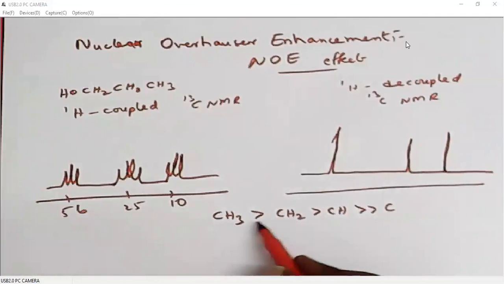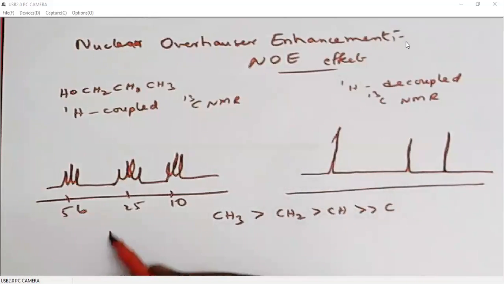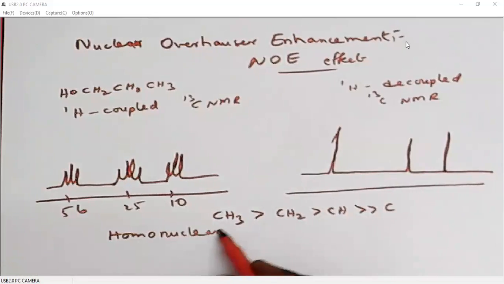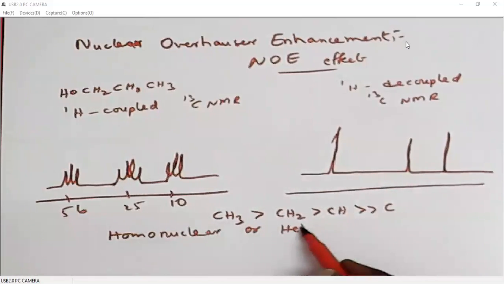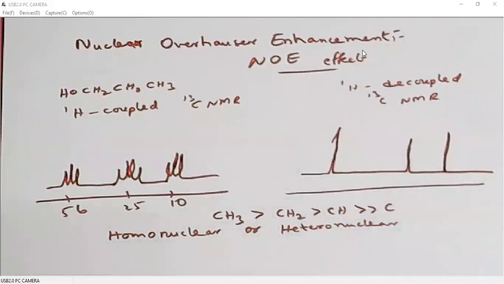So the nuclear Overhauser effect has an enhancement effect. It may be homonuclear or heteronuclear. That means this effect can be observed between carbon-carbon or carbon-hydrogen or any atoms. It may be heteroatom also.